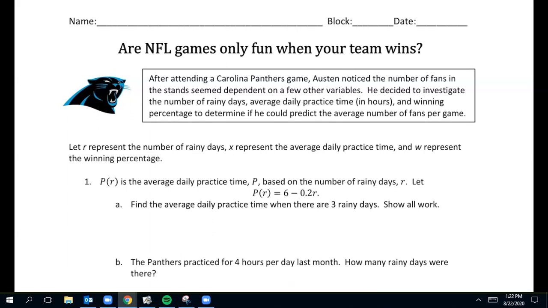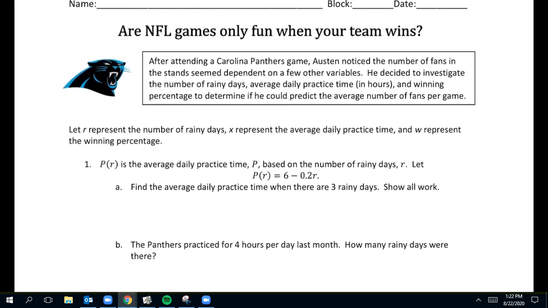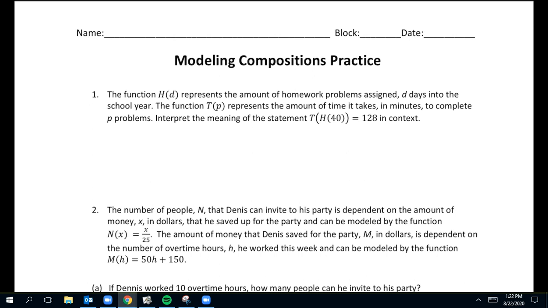Hi everyone. Today for your asynchronous lesson, we are modeling compositions. So what you're going to do is work through this entire worksheet. There's the front and the back. If you haven't already gotten it, then you will get it from this page in Canvas. You should download it and print it so that you can work it out on this paper.